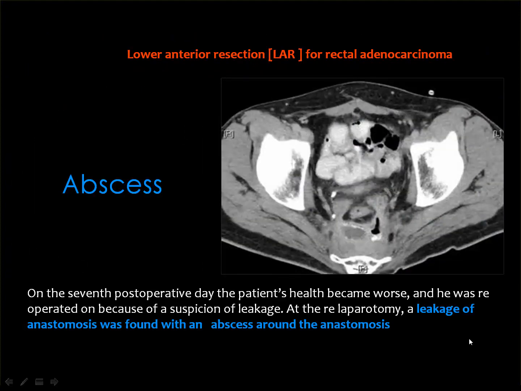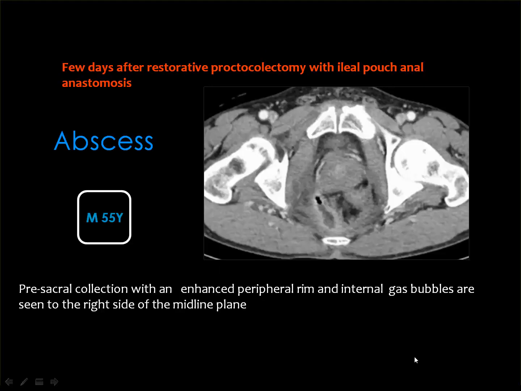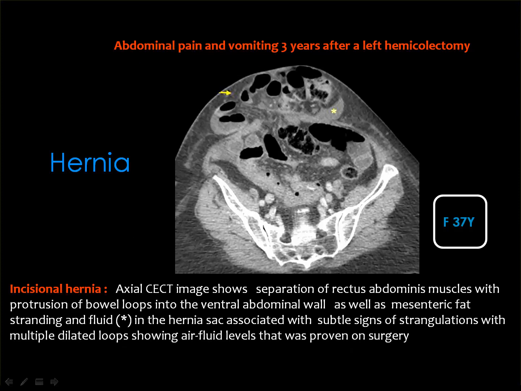And it's another example of a presacral abscess. It shows the same criteria of an abscess elsewhere in the body. And this is also an abscess in the right presacral area. You got thick margin enhancement and air fluid level inside the abscess.